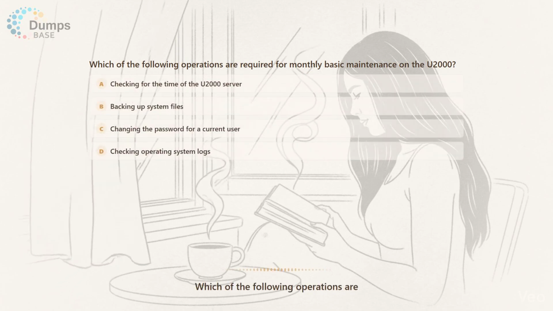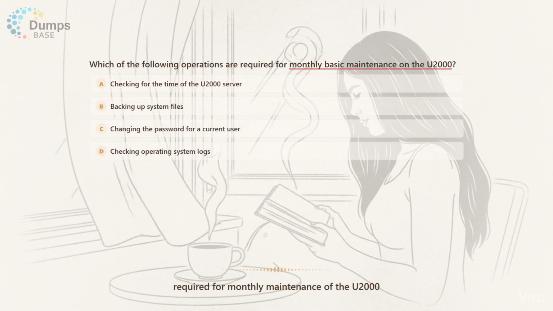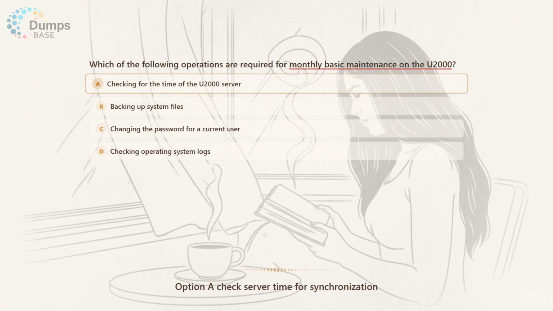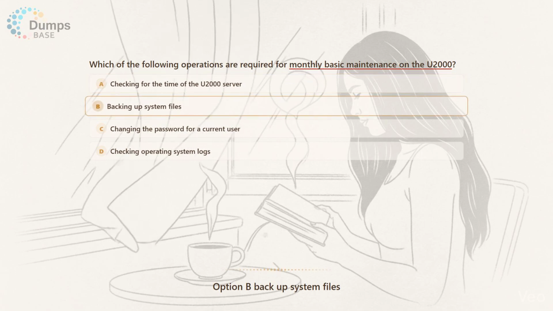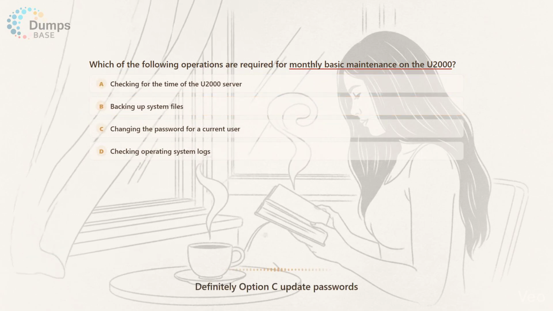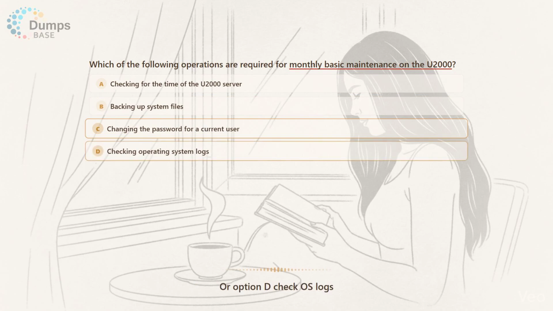Which of the following operations are required for monthly maintenance of the U2000? Option A, check server time for synchronization. Option B, backup system files. Both super important. Definitely. Option C, update passwords. Or Option D, check OS logs.